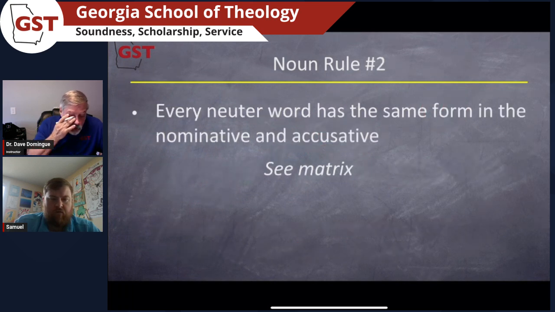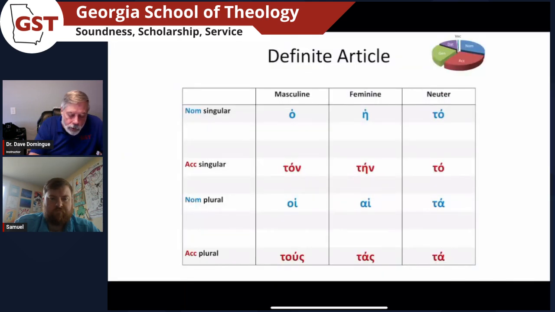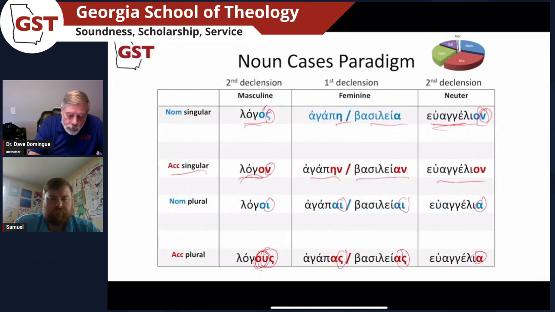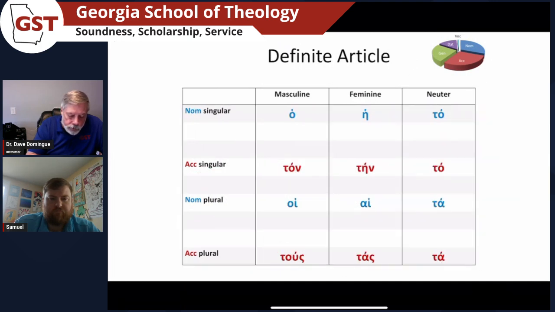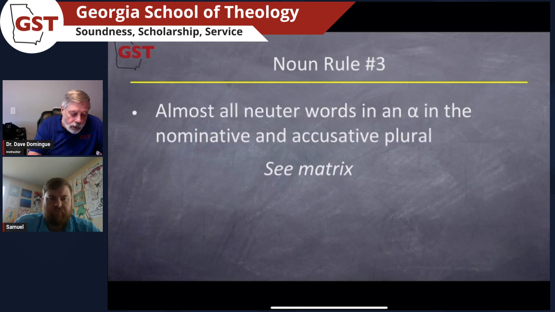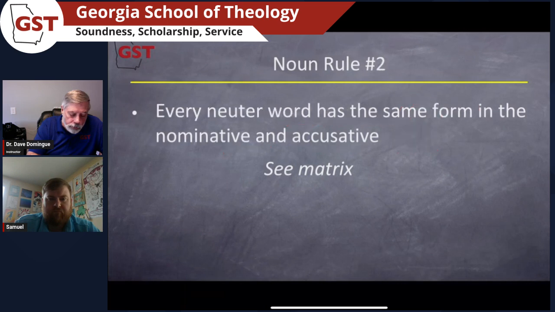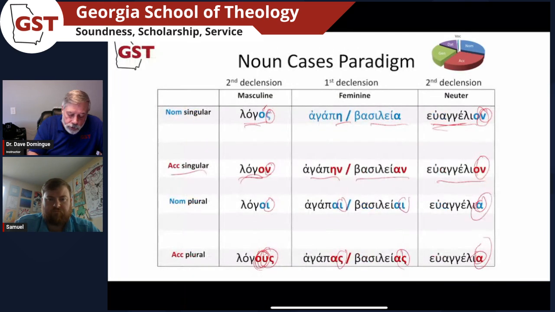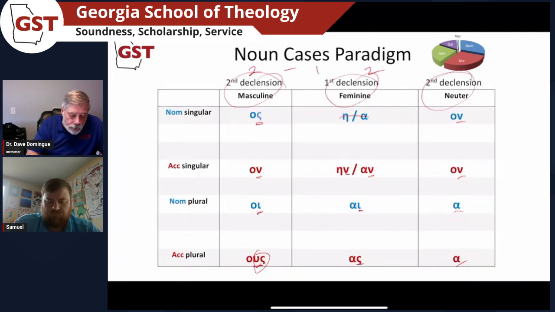Now, rule 2, you've already seen, every neuter word has the same form in the nominative and the accusative, right? Same form in the nominative and the accusative. Now, rule number 3, all neuter words end in an alpha in the nominative and accusative plural. Well, we just saw that. Pretty straightforward. So when you look at these patterns, I wish I had this without the connecting vowel.